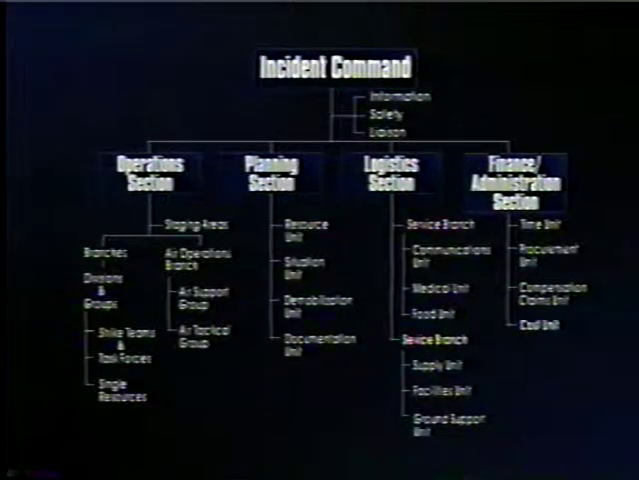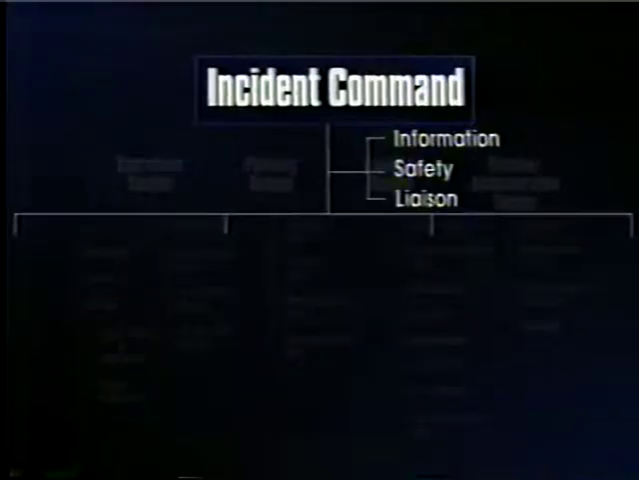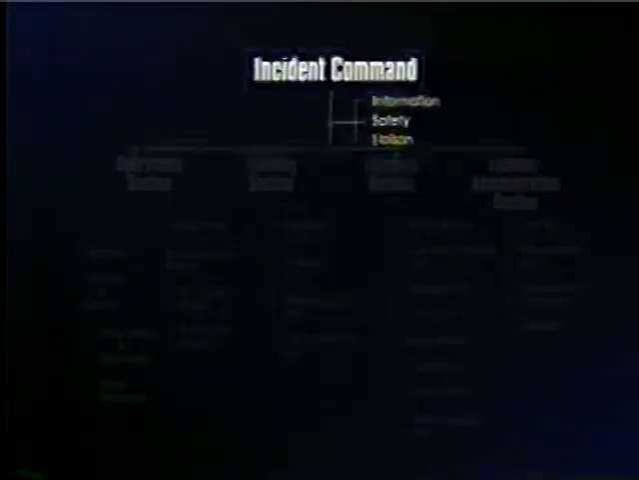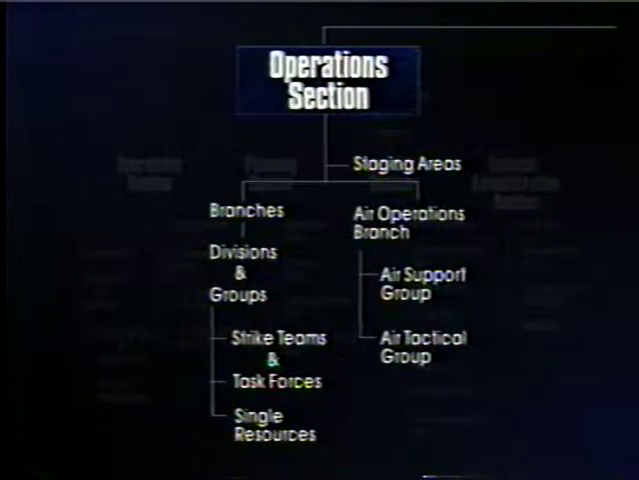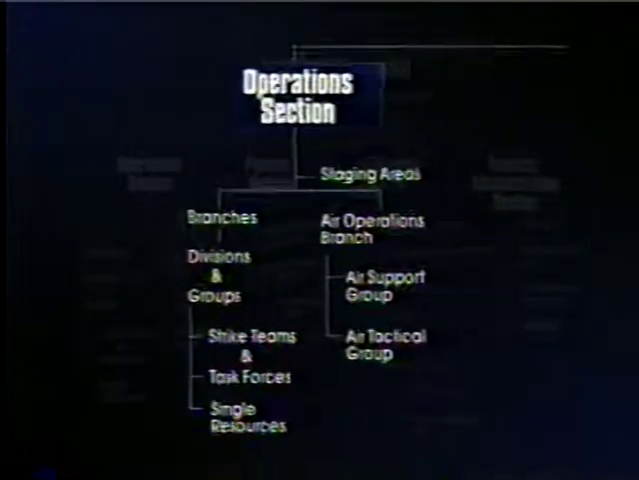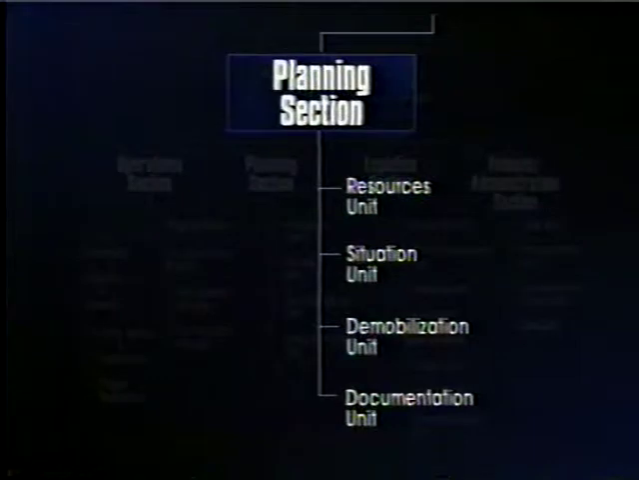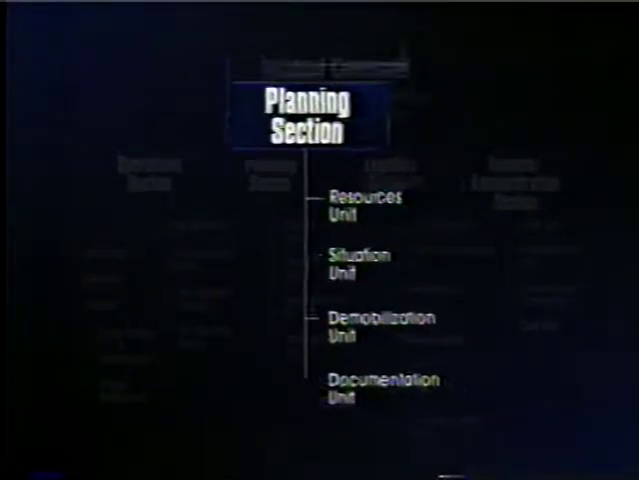Command has overall responsibility at the incident or event. The Incident Commander, or IC, determines objectives and establishes priorities based on the nature of the incident, available resources, and agency policy. The Operations section develops the tactical organization and directs all resources to carry out the Incident Action Plan. The Planning section develops the Incident Action Plan to accomplish the objectives. This section collects and evaluates information and maintains the status of assigned resources.